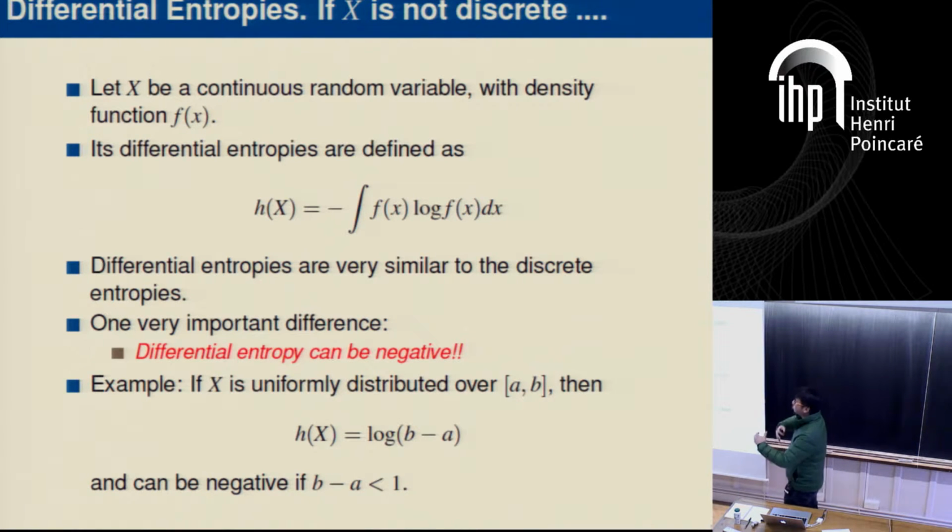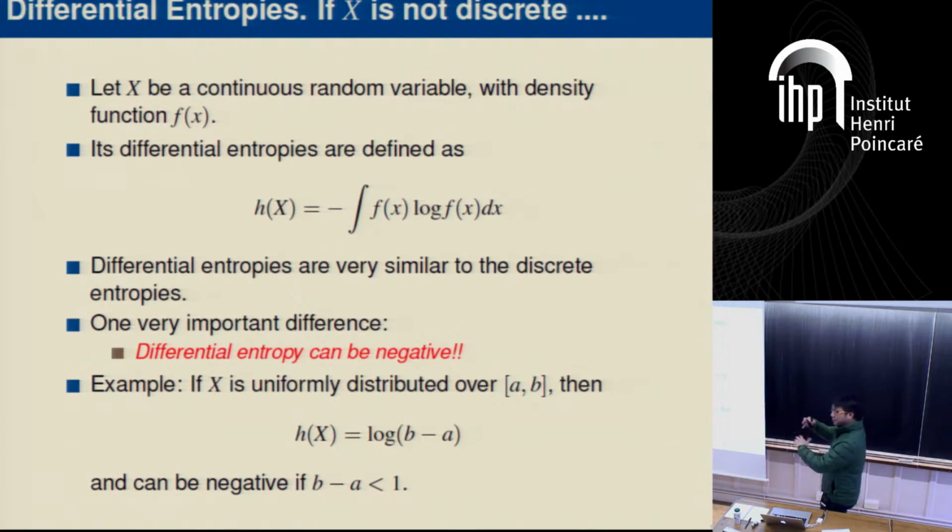So what about the case when x is not discrete but continuous? Instead of having a probability mass function, we now have a density function. It's tempting to define something similar. It's called the differential entropy. For example, h(X) is equal to minus the integration of f(x) log f(x), where f is the density function.